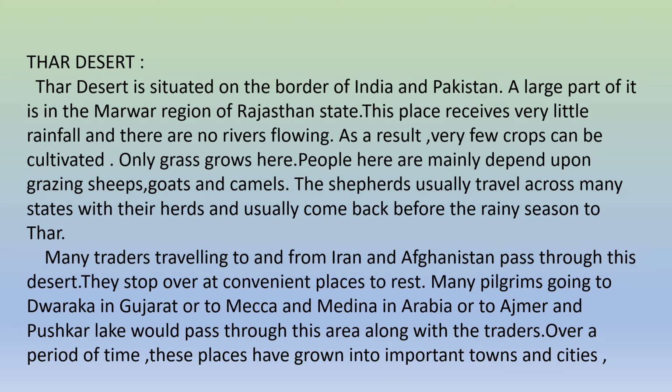Many traders traveling to and from Iran and Afghanistan pass through this desert. They stop over at convenient places to rest. Many pilgrims going to Dwarka in Gujarat, or to Mecca and Medina in Arabia, or to Ajmer and Pushkar Lake could pass through this area along with the traders. Over a period of time, these places have grown into important towns and cities.